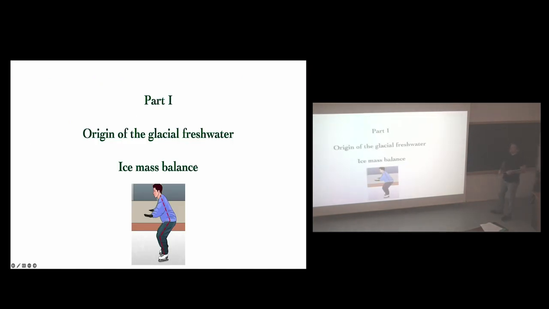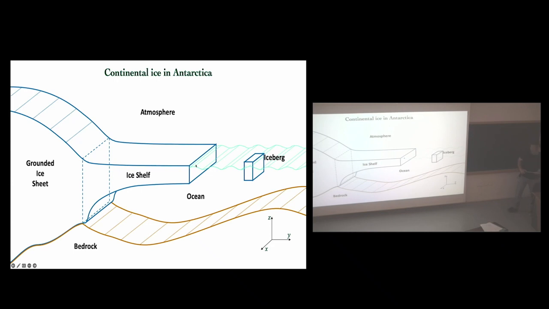Okay, so the first part of the presentation is about the origin of the glacial freshwater, and of course I will have to speak about the ice mass balance for this. And so that we all speak about the same thing, here you have the view of an ice shelf. So the ice shelf is the floating part. Here you have the grounded ice sheet, the bedrock, the ocean. And so the ice shelf is flowing, and sometimes it breaks and creates icebergs. There is one example here.